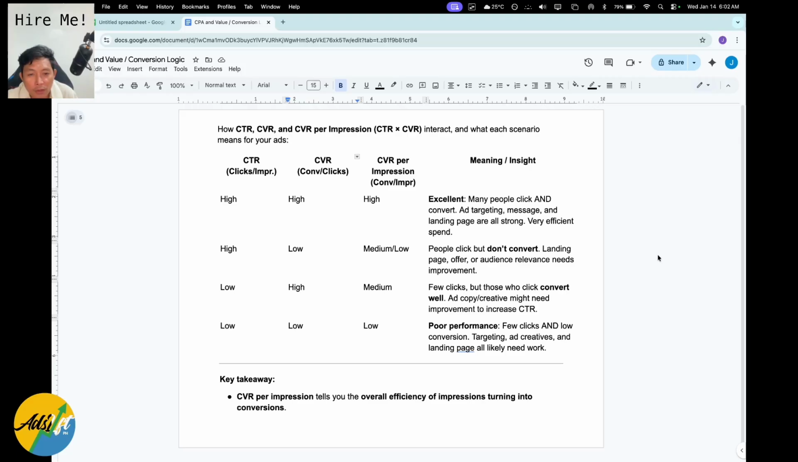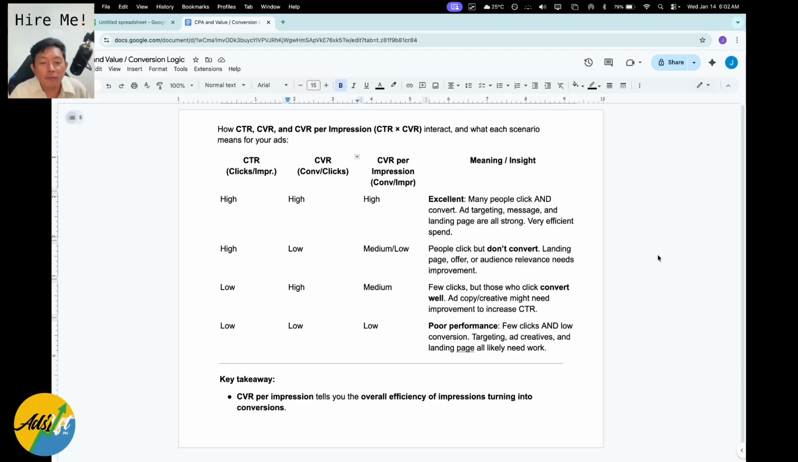The last indication is low CTR and low CVR, which results in a low conversion rate per impressions. That's an indication of very poor performance. The insight it gives you is fewer clicks and fewer conversions; the audience targeting, the ad creatives, the keywords, and the landing page all likely need work. Everything is messed up, so it's not aligning to your goal.